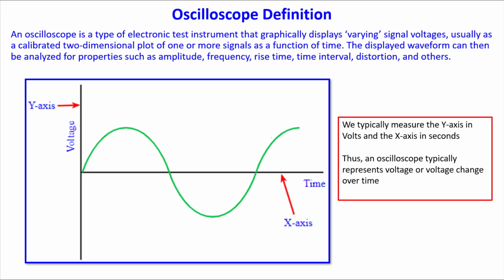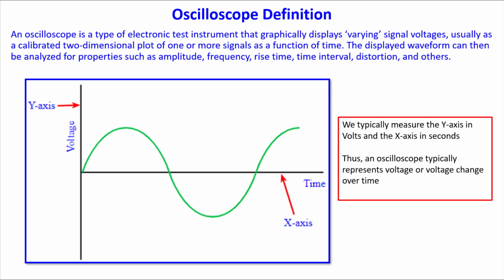So we're going to be looking at these varying signal voltages, usually as a calibrated two-dimensional plot. Don't let that scare you. We're just basically looking on a screen at one or more signals as a function of time. So in other words, we've got this AC waveform, a varying voltage, and it's varying over time, right? And you can see here this little green line that we've drawn, right? It's a sinusoidal waveform, and it's going up, back down, back up, and that thing does that repeatedly over a given time interval, right?